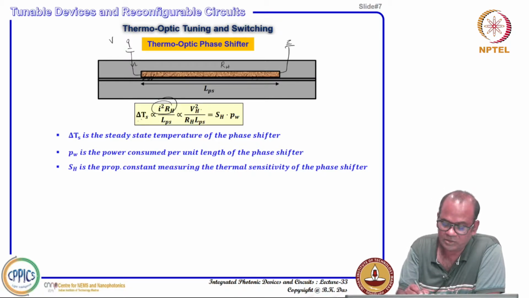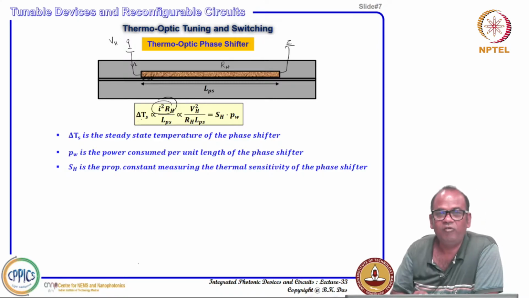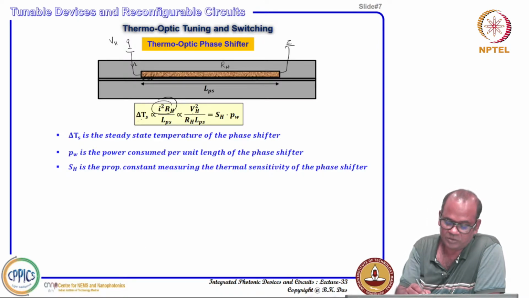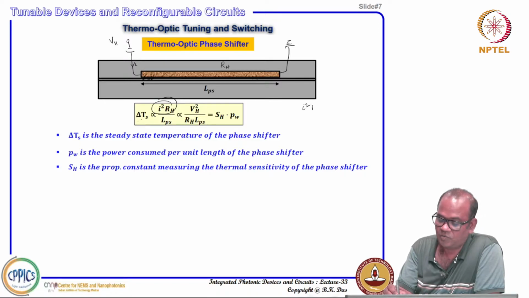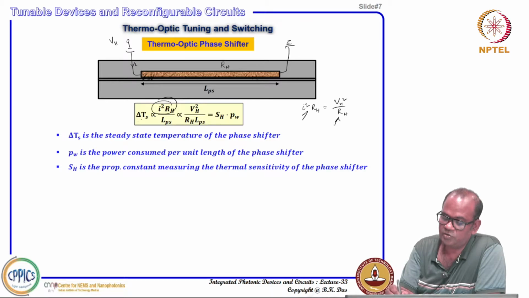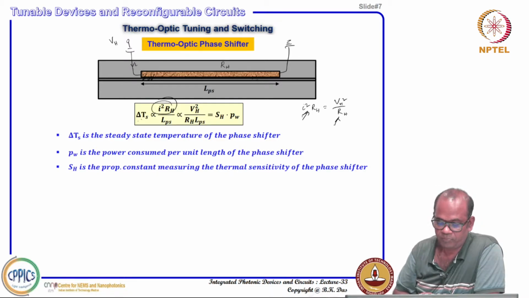So, I square RH, instead of that I can write VH square by RH. Instead of this one, if I write VH, potential difference, VH square divided by RH LPS. So, I square RH will be equal to VH square by RH. So, if you have a voltage source, you can use this equation. If you have a current source, you can use this equation.